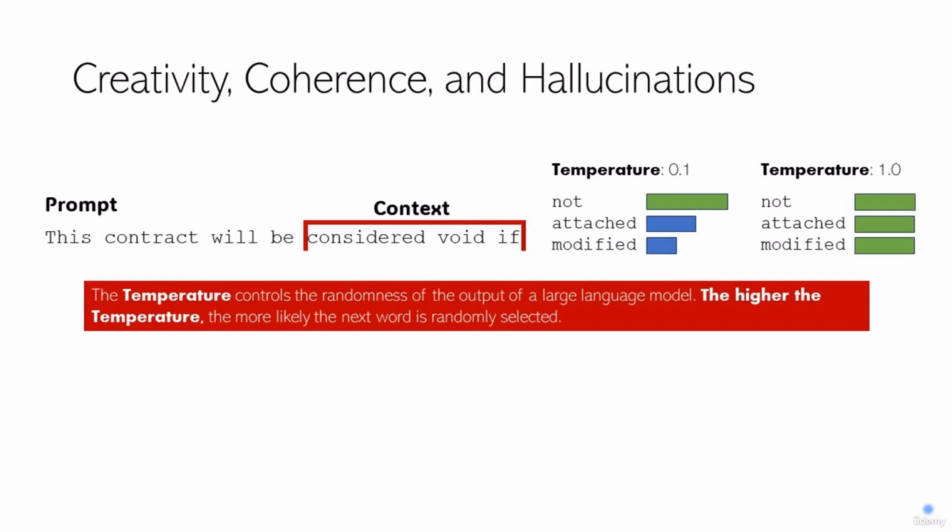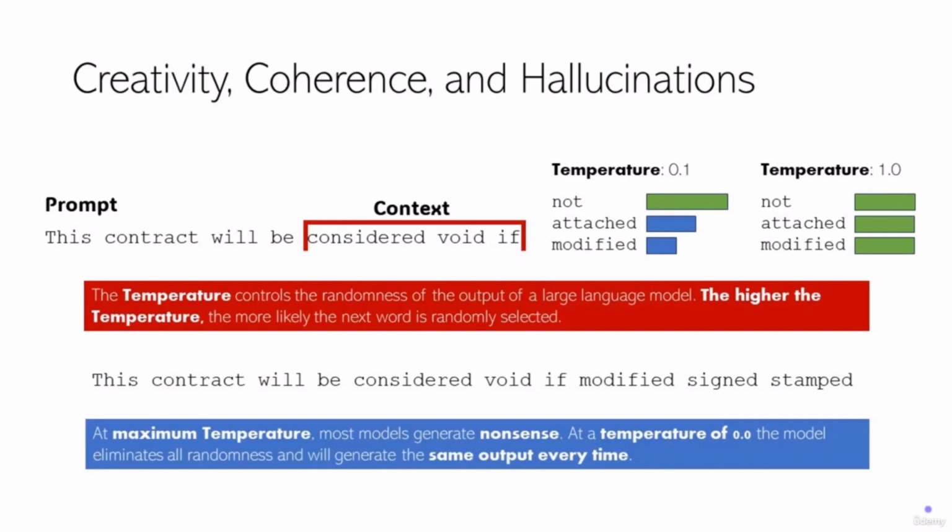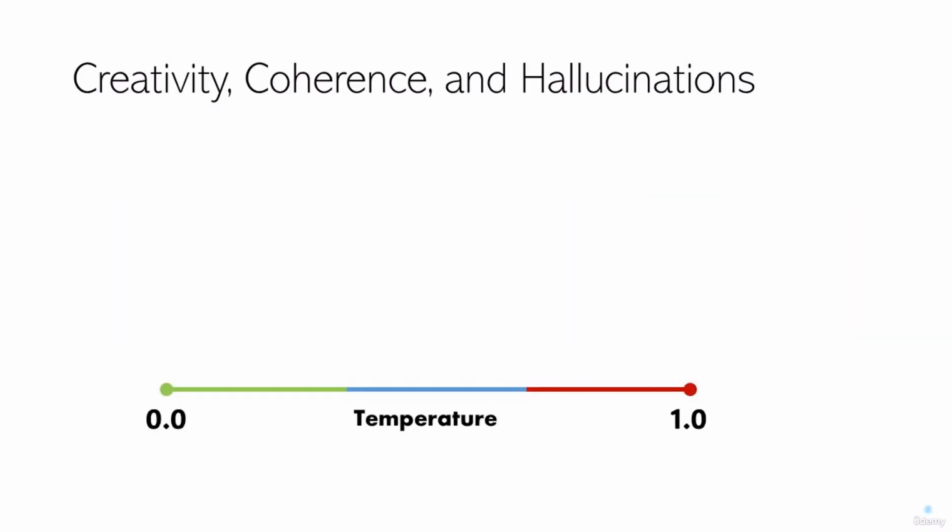At maximum temperatures, many words will have the same probability of being selected, and most models generate nonsense. In this case, the output might look like the one shown here, which makes no sense. The main takeaway is that, at maximum temperature, most models generate nonsense. With a temperature of 0, the model eliminates all randomness and generates the same output every time, given the same input. With the understanding of temperature, let's see how we can control the creative process of a large language model.